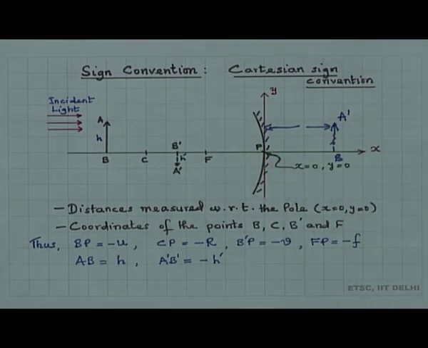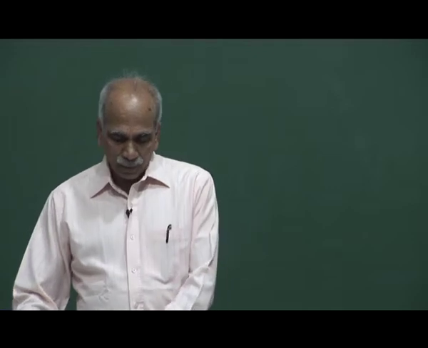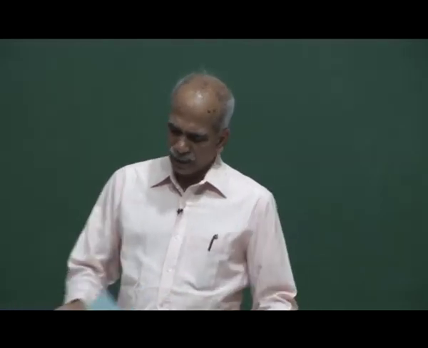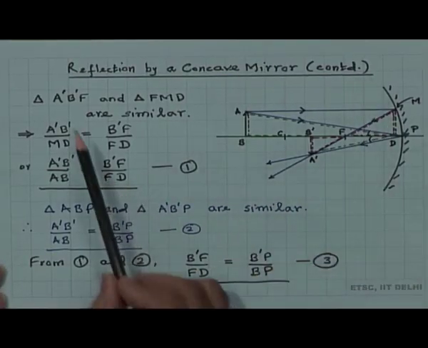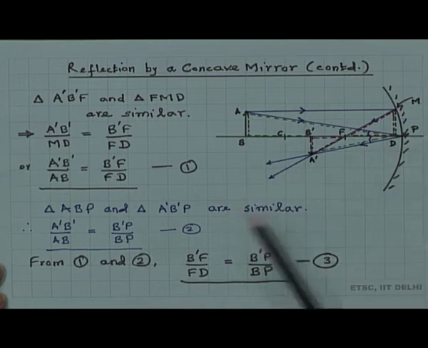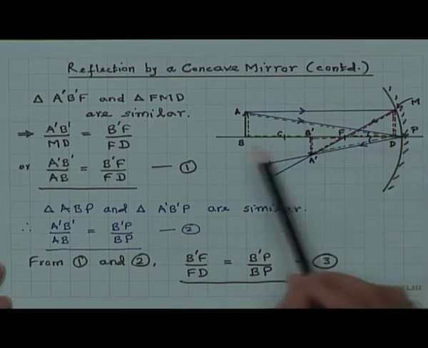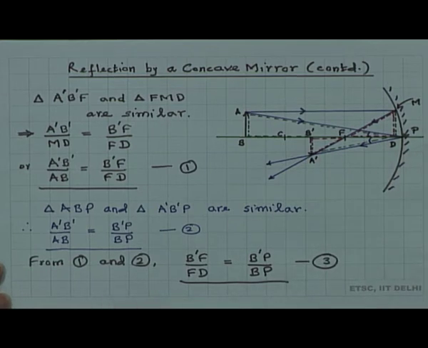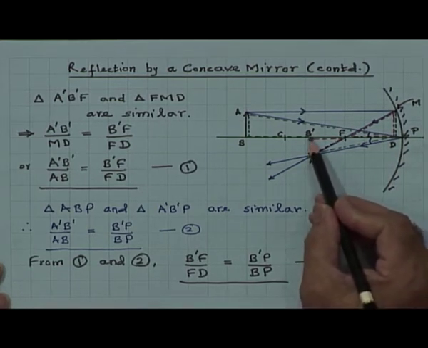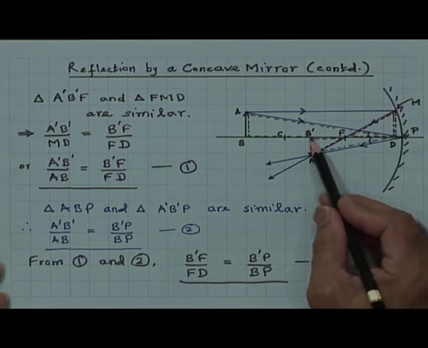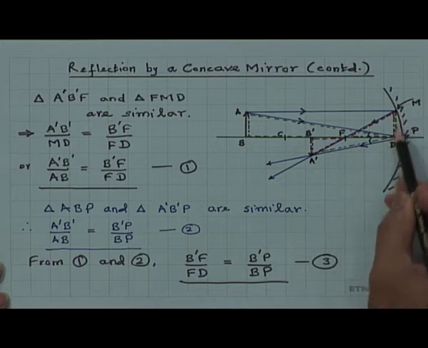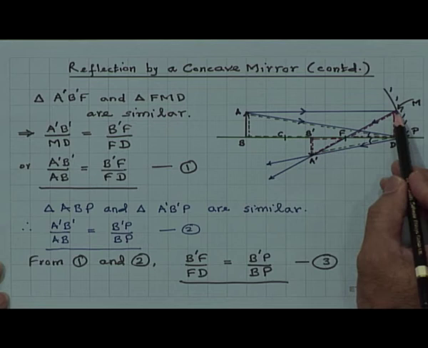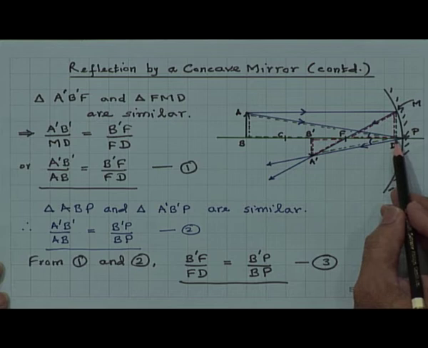So, with this sign convention we proceed further with our problem, and then we will apply it to other cases as well. So, coming back, reflection by the concave mirror, look at this diagram, this is the ray diagram. I have marked with the dotted lines to identify certain triangles. First, the triangle A dash B dash F, and triangle F M D. M is the point here where the parallel ray is incident, D is the point here where a perpendicular is dropped on the principal axis.